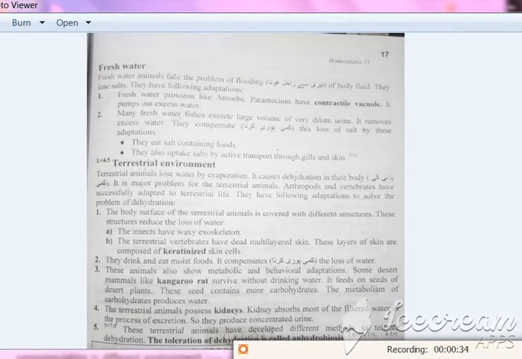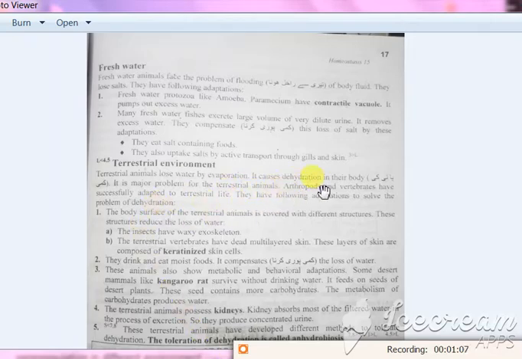So after osmoregulation in aquatic environment, now we will discuss osmoregulation in terrestrial environment. The organisms living in terrestrial environment are called terrestrial animals. They lose water by evaporation. Here you can see, as they lose water, it causes dehydration in their body. So it is a major problem for animals in terrestrial environment.